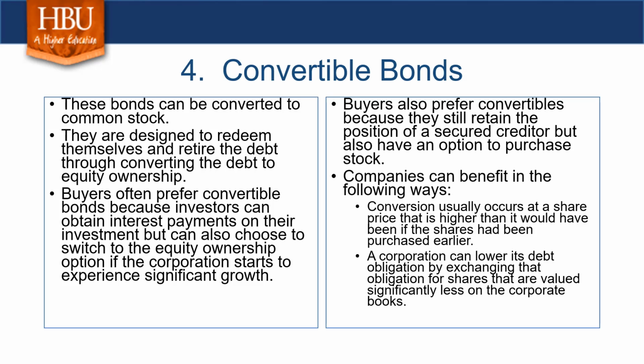Our last discussion on the repayment of loans is this notion of convertible bonds. These are where bonds can be converted to common stock. They're designed to redeem themselves and retire the debt through converting the debt to equity ownership. Buyers often prefer convertible bonds because investors can obtain interest payments on their investment, but they can also choose to switch to the equity ownership if the corporation starts to experience significant growth. Buyers also prefer convertible bonds because they will retain the position of a secured creditor but also have an option to purchase stock.